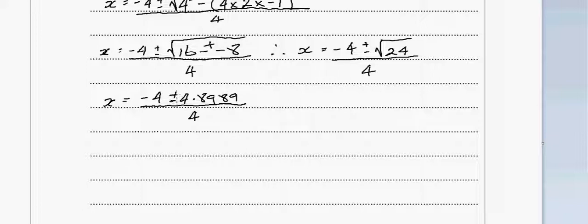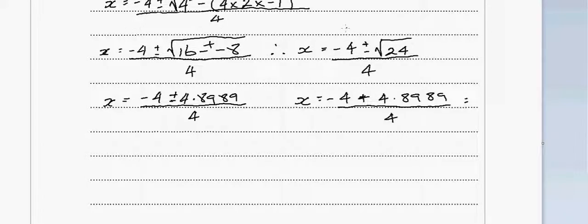Now because I've got a plus and a minus here, this is going to give me 2 values for x. So let's say I go with the plus. So I can have x equals minus 4 plus 4.8989 all divided by 4. Okay, again obviously it's a calculator paper, so I put into my calculator minus 4 plus 4.8989, and I've got to divide that by 4, which gives me 0.22. Okay, so I get 0.22.